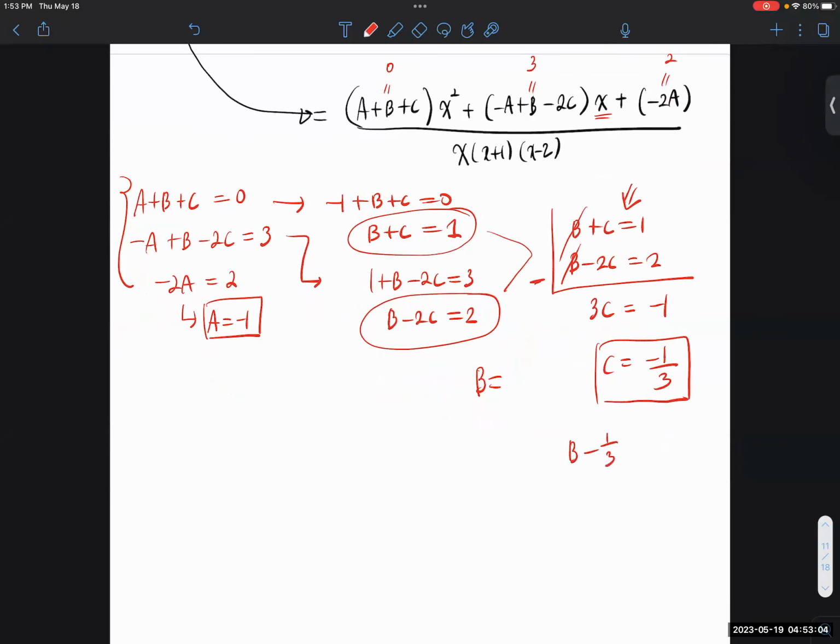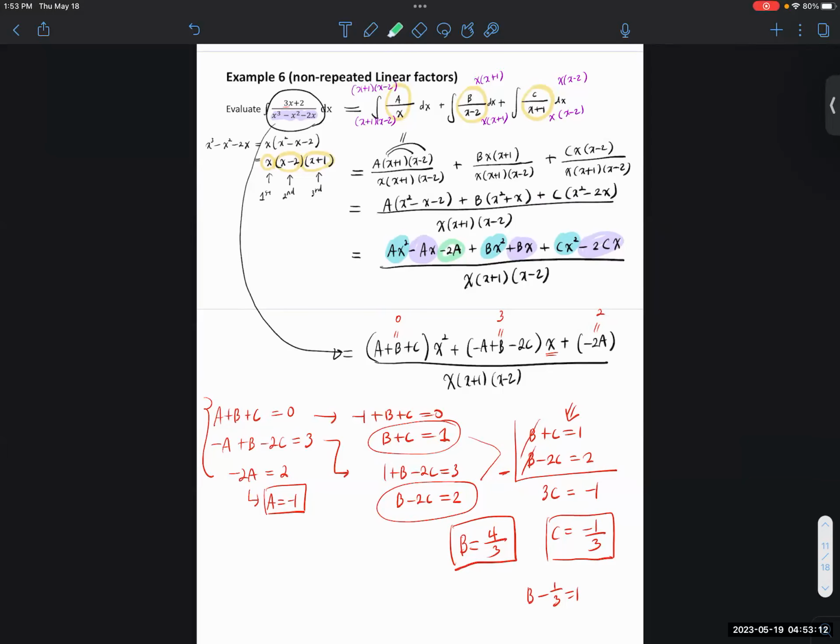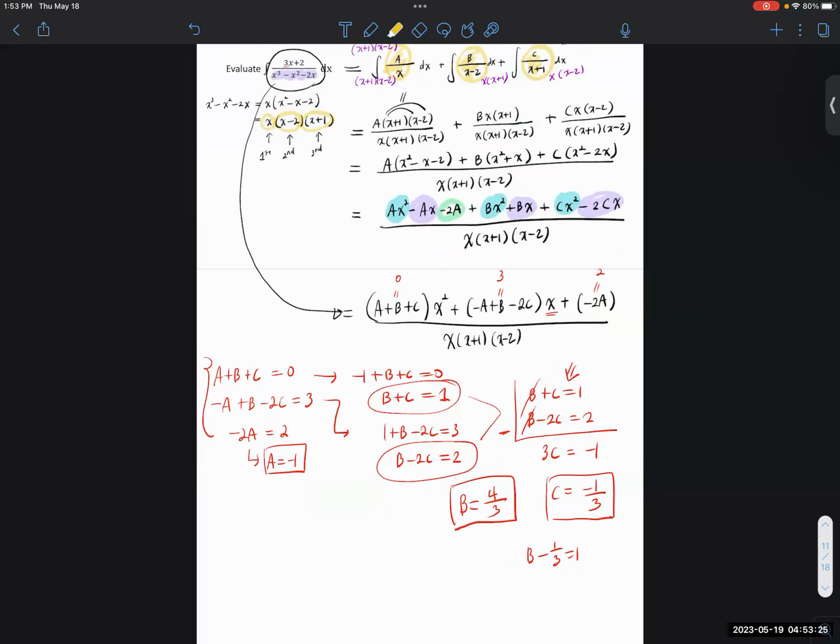B minus 1/3 equal to 1, so B will be 4/3. So we have A, B, C everywhere. Now we know that these are your partial fractions. So I'm going to bring this and rewrite that, and minimize this one a little bit.